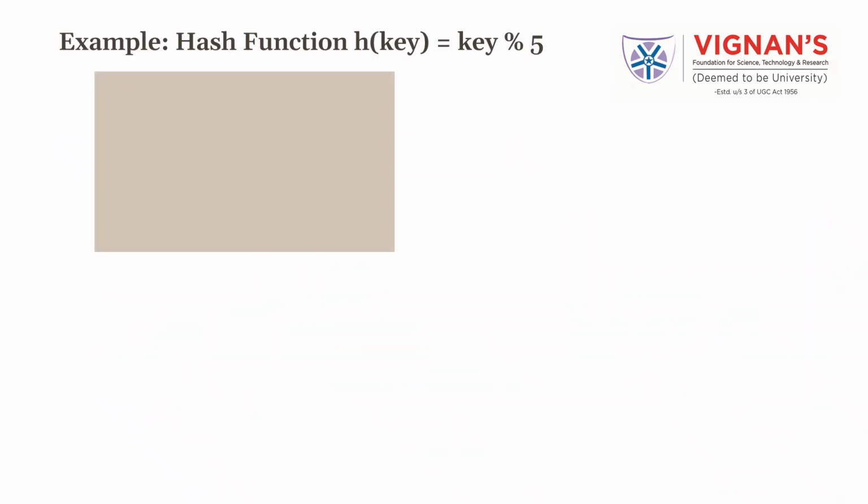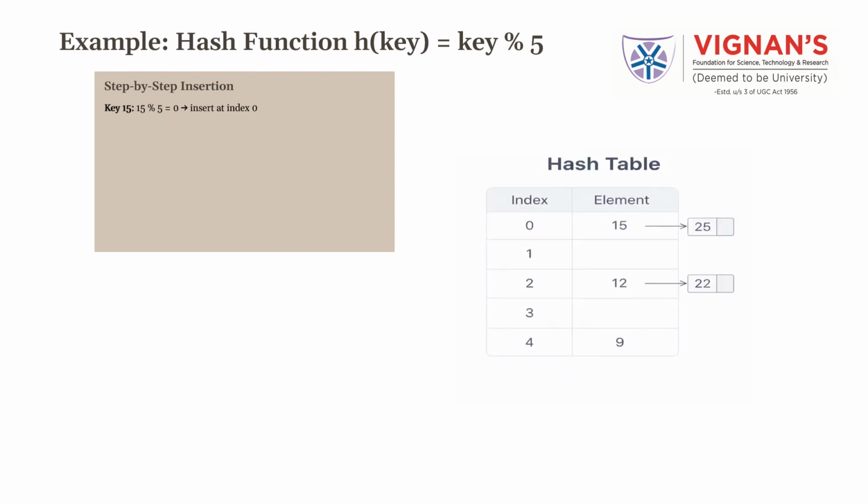Example: hash function h(key) equals key modulo 5. In this example, the hash function used is key modulo 5. Each key is divided by 5, and the remainder determines the index. For example, when key 15 is inserted, it maps to index 0. If key 25 is inserted next, it also maps to index 0, causing a collision. Instead of overwriting, key 25 is added to the chain at index 0. This example clearly shows how separate chaining handles collisions safely.